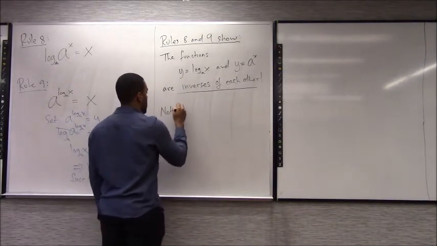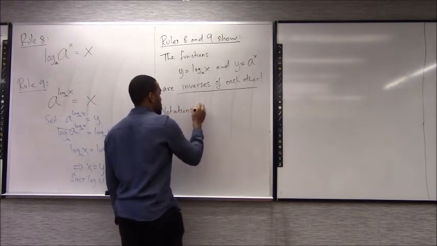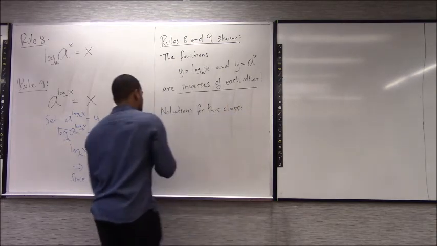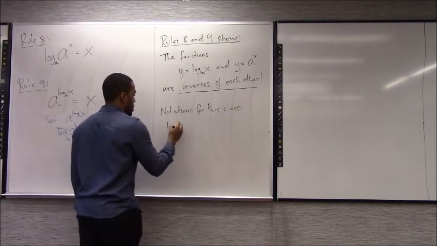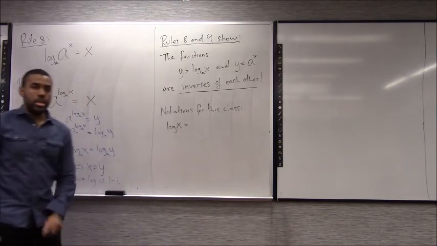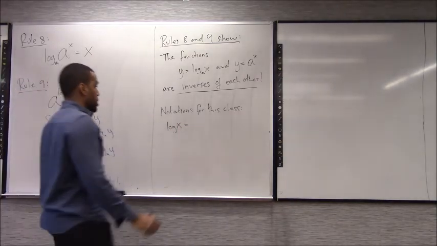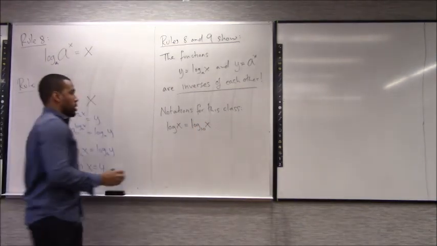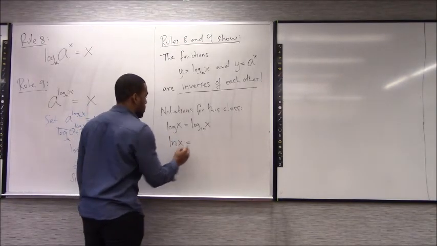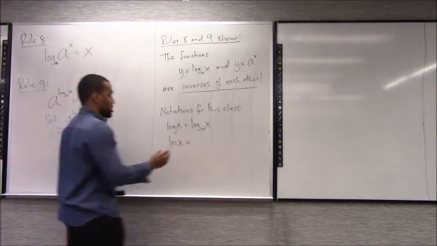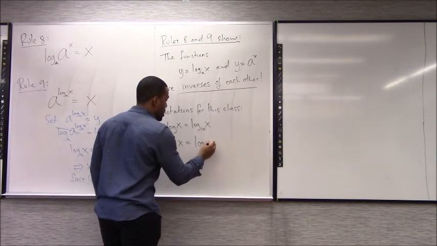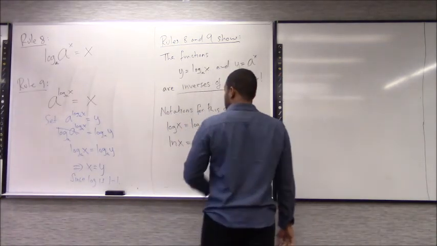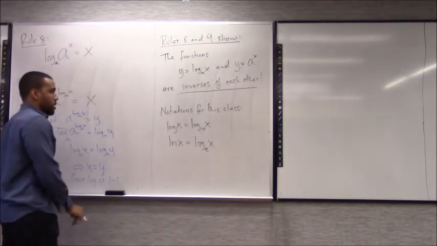Notations for this class. If I write log x and I don't write the base, what does that mean? It means log to the base 10. If I write ln of x, what does that mean? It's called a natural log. It's log to the base e. E is a constant. It is a very important number. I will define it later when I actually get to 6.2.